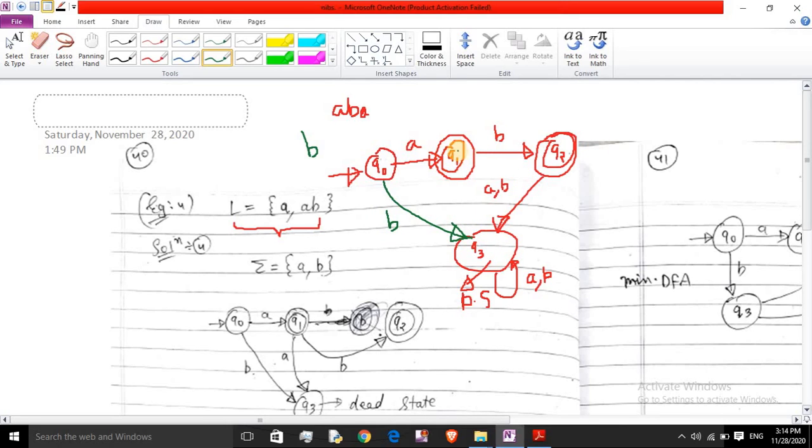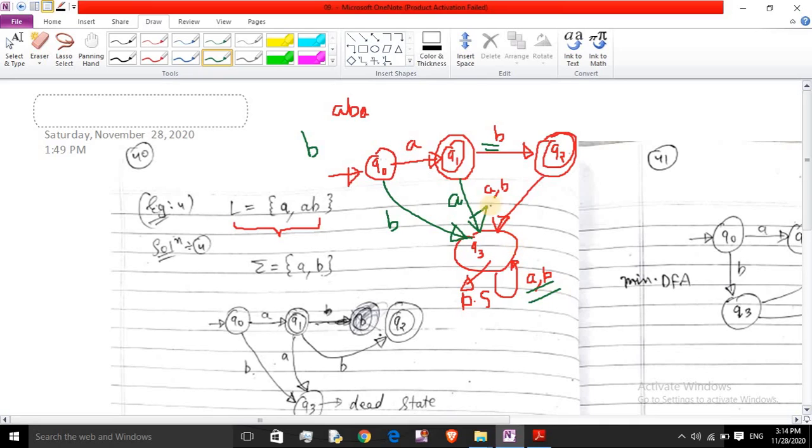So for this state, we have defined the transition B, but we have not defined the transition A. On getting a transition A, this will also move to the dead state. So for this state, two transitions are defined, A and B. For this state also two transitions are defined, A and B. For this state, A and B transitions are defined. And for the dead state, the A and B transitions are also defined.